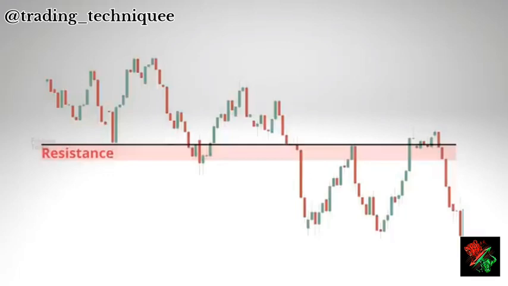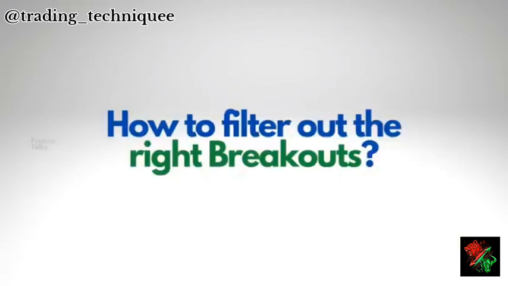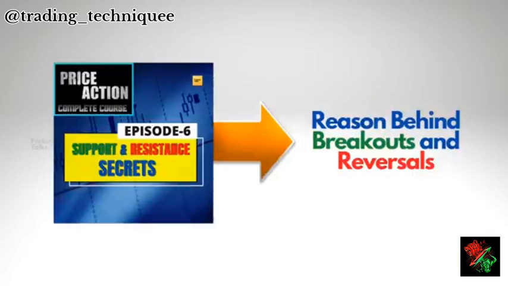This brings us to a very critical question. How do I filter for high probability breakout trades and know which are the ones to avoid? We have talked about the basic idea governing a breakout and a reversal in the 6th episode of this price action course. I want you guys to watch that video first because this video will be a continuation of where we left off in episode 6. And so, in order to understand the concept completely, watch that episode and then attend this video.